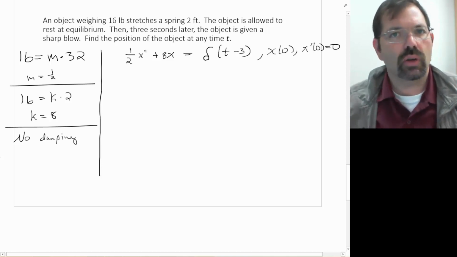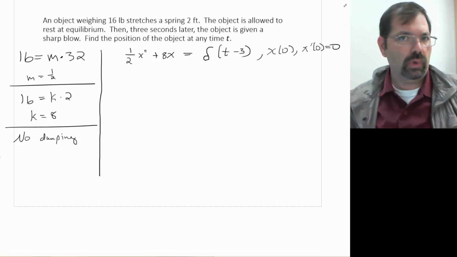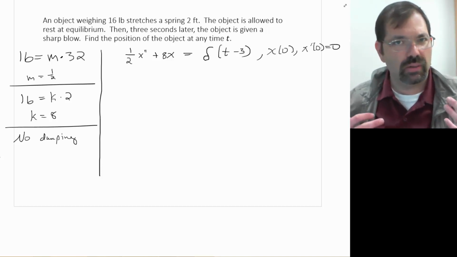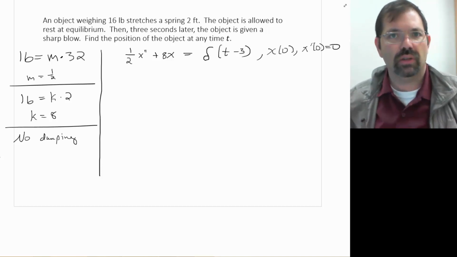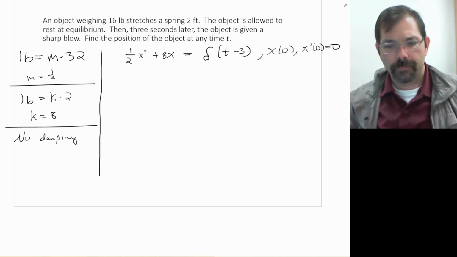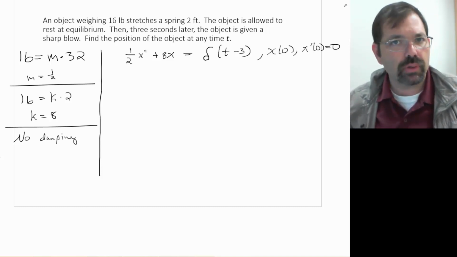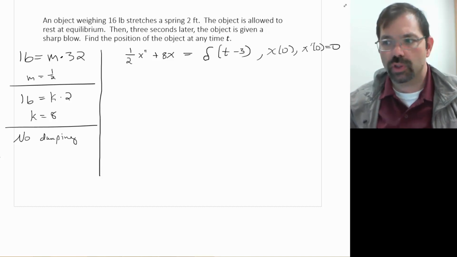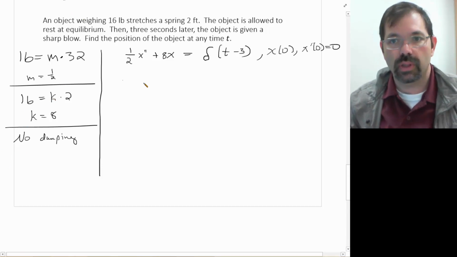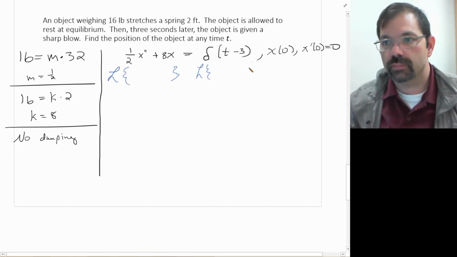See, now we couldn't have solved this back when we were talking about these types of problems originally, because we can't use undetermined coefficients. We can't use variation of parameters with this type of forcing function. But we can use the Laplace transform because we've learned this now. So we find the Laplace transform of both sides.